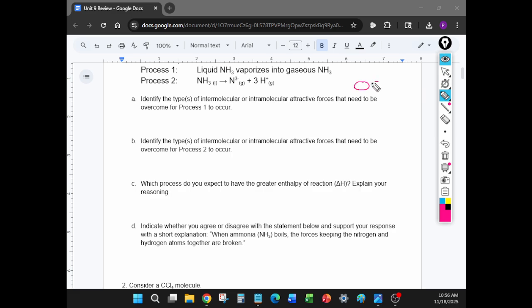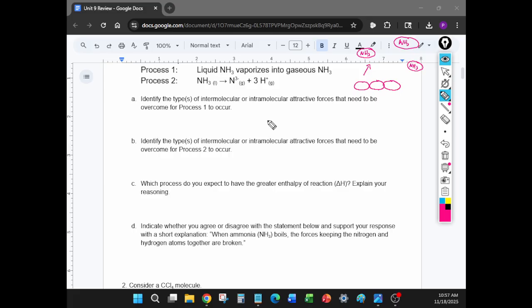Let's say these are NH3 molecules. When they're in liquid form, they're stuck together, right? They're moving, but they're stuck together. It vaporizes, and what's going to happen is they start separating and becoming their own NH3 gaseous molecules. Okay, that's process 1. And then process 2, it tells you you have NH3, and what's happening? The nitrogens and the hydrogens are separating.